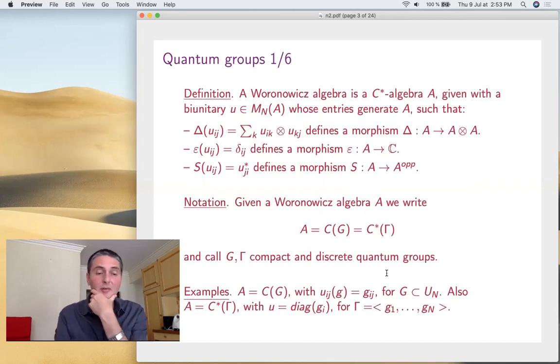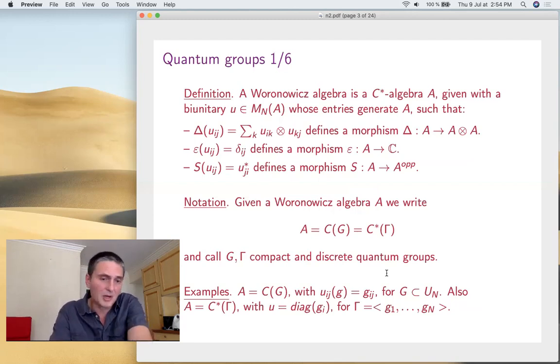So, the Woronowicz algebra: you just take a C-star algebra A with a matrix u which is biunitary, meaning u and u transpose must both be unitaries, whose entries generate A, such that these three formulas define morphisms called delta, epsilon, S. In this case, we say that A is C(G) with G a compact quantum group, and we also say that it's C*(Gamma) with Gamma a discrete quantum group. So why all this? Because of the example.